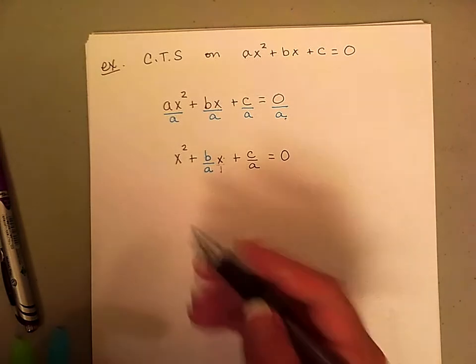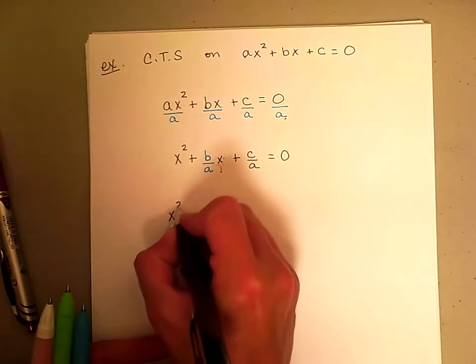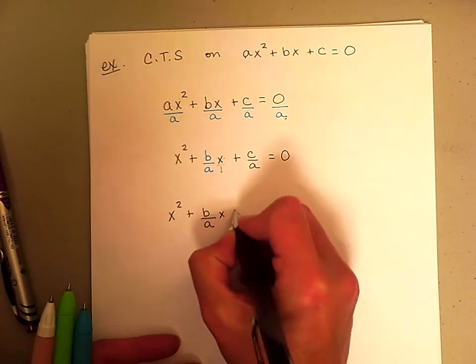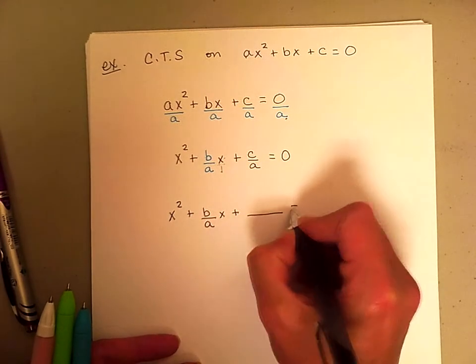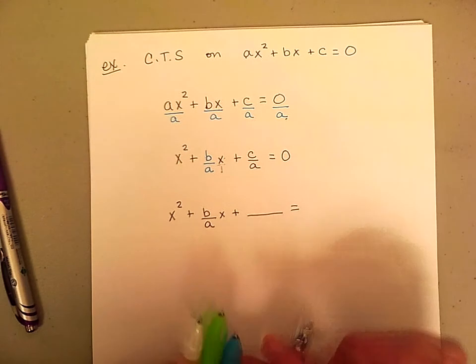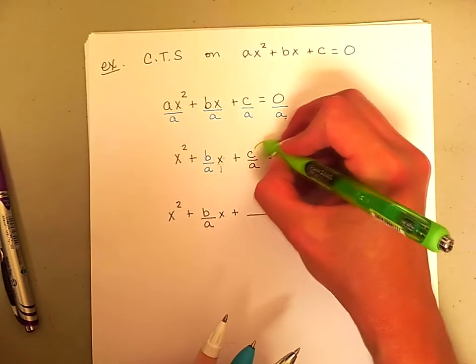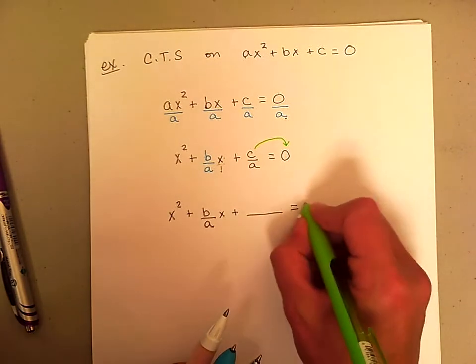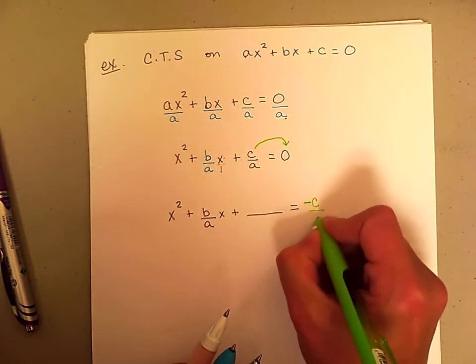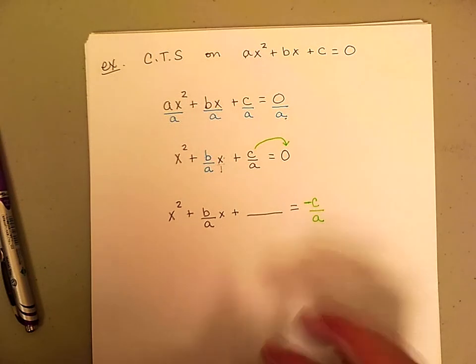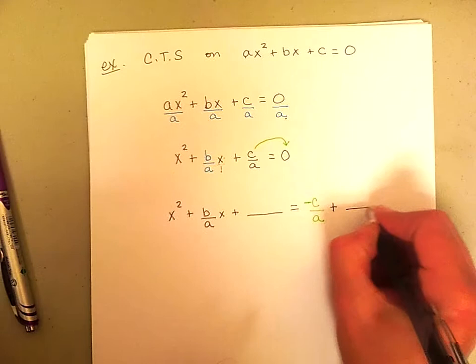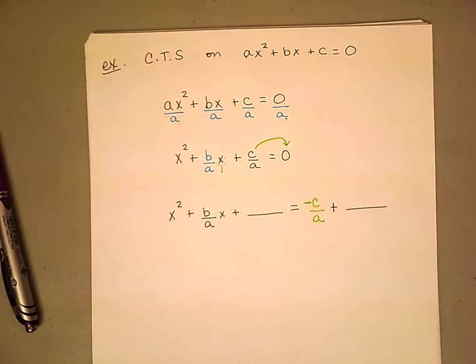Now let's prepare. So x squared plus b over a x. I'm going to add something to this side. I want to move this over because it's a constant. There's no x involved. So to do that, I would have to subtract c over a. And then I'm going to add whatever I add here there.